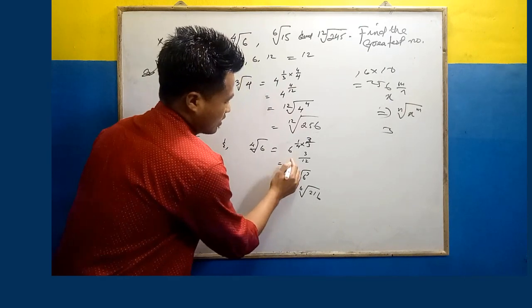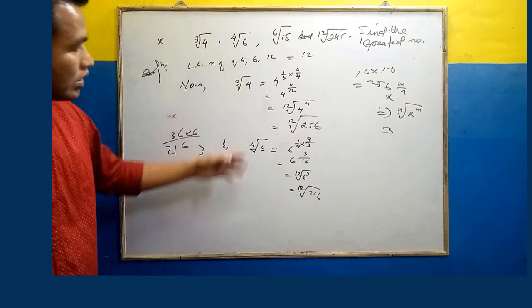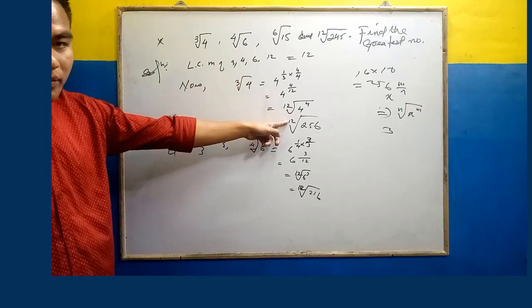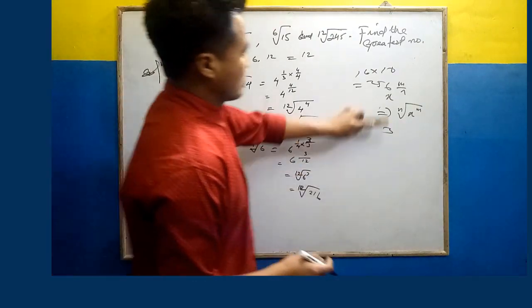Sorry, here is 12. Okay, 6 here now is 12 will come here. So this also will be 12. Now all 3 root 4 is power now become 12. 4 root 6 power become now 12 again. So now let us look again.